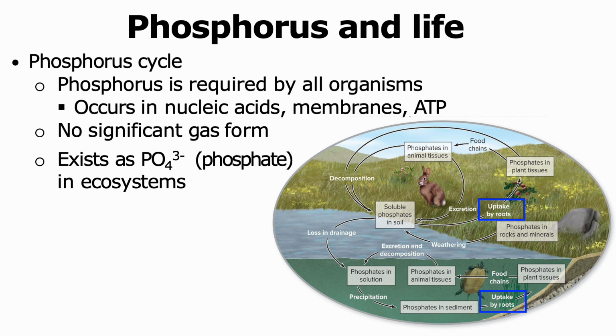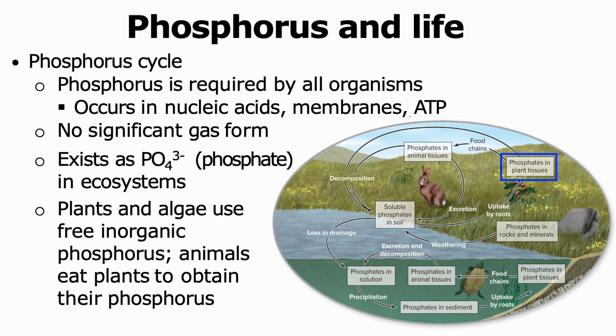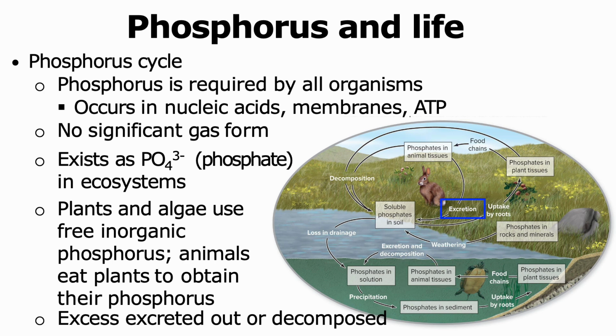The plant then is able to incorporate the phosphates into its tissues. Animals eat these plants and are able to obtain phosphorus in that way. The phosphorus can return back into the environment through excretion as well as decomposition processes. This provides soluble phosphorus back into the environment where it can be used again.